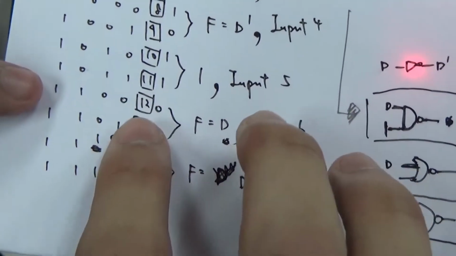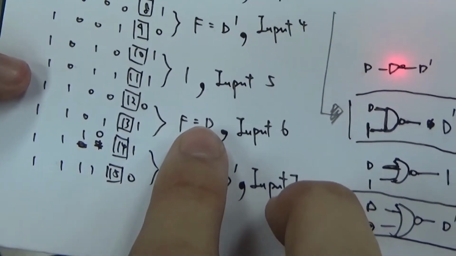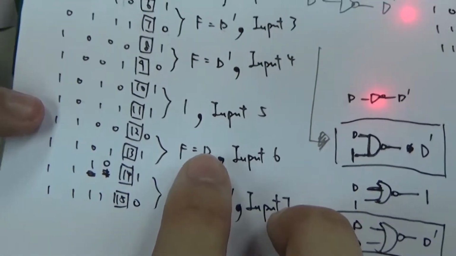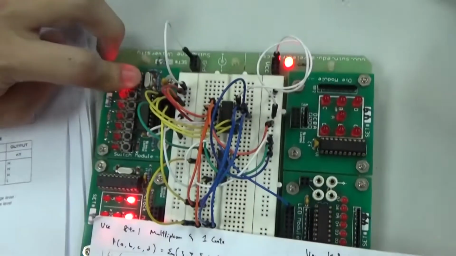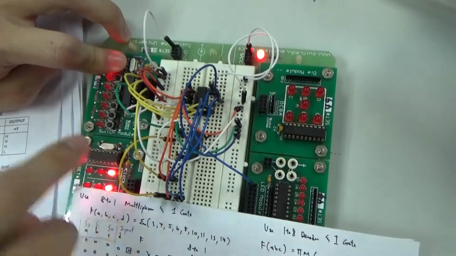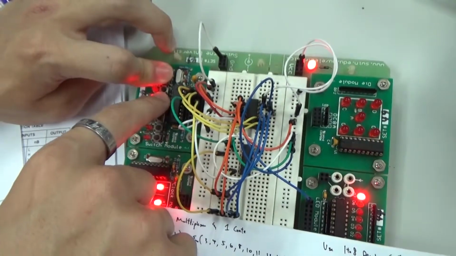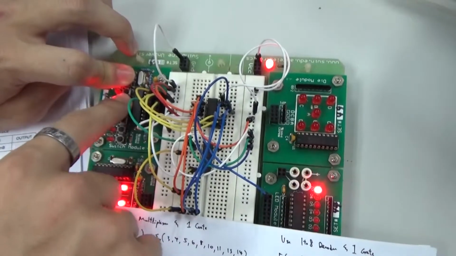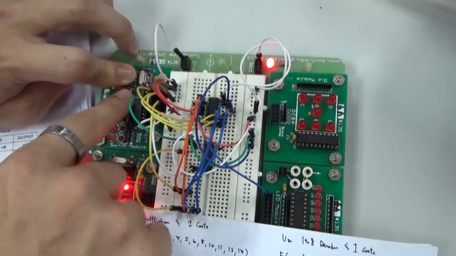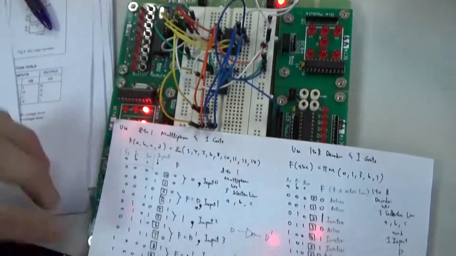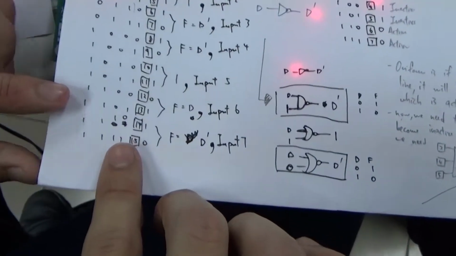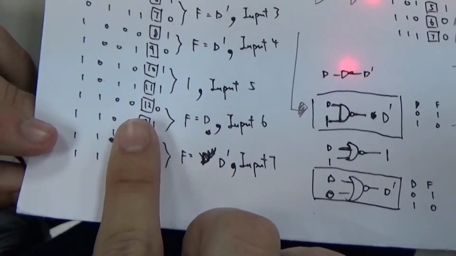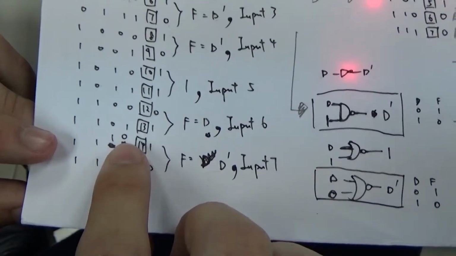So until 110, 110 follows the D input. If D is 0, the output is 0. If D is 1, the output is 1. D 0, output 0. D 1, output 1. And for the last one, 111, the output is based on the D input.